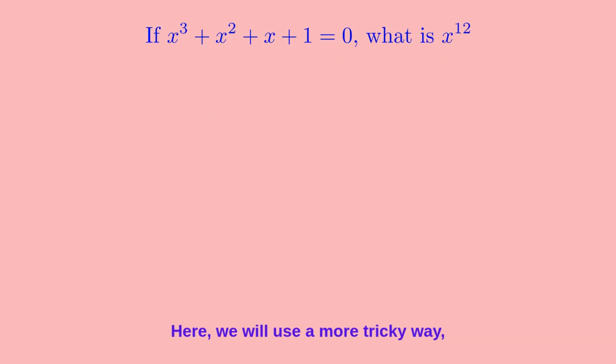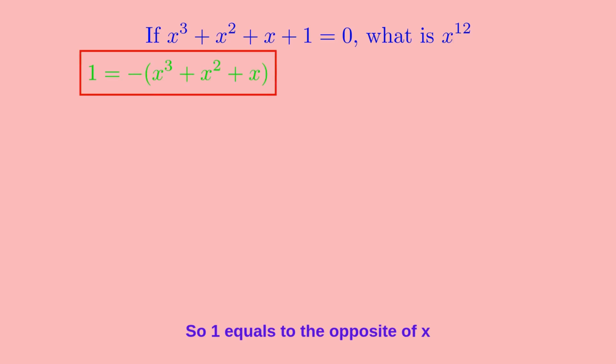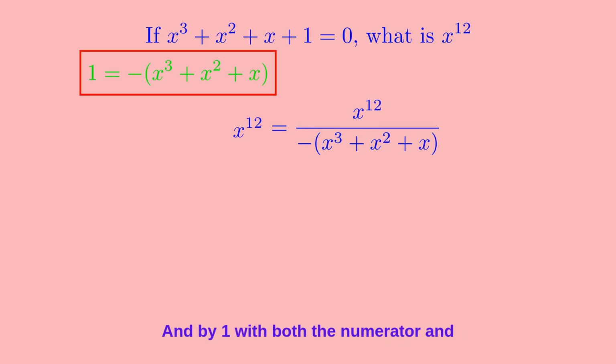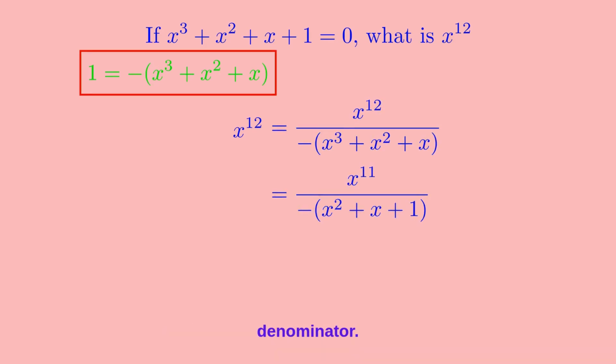Here, we will use a more tricky way, which is reducing the power as much as possible. We know that s cubed plus s squared plus 1 equals 0, so 1 equals the opposite of s cubed plus s squared plus s, and we know that any number divided by 1 is itself. So we can rewrite the s to the power of 12 as this, and we can reduce the power by 1 in both the numerator and denominator.